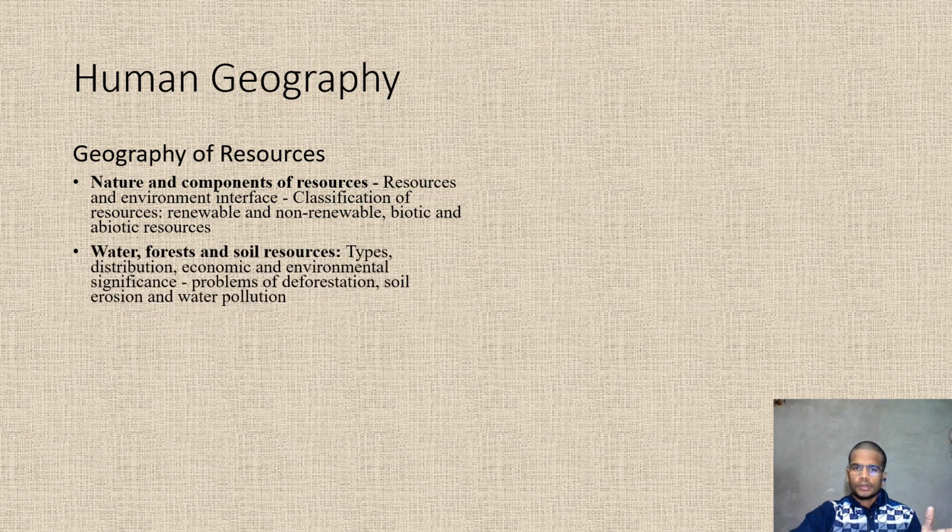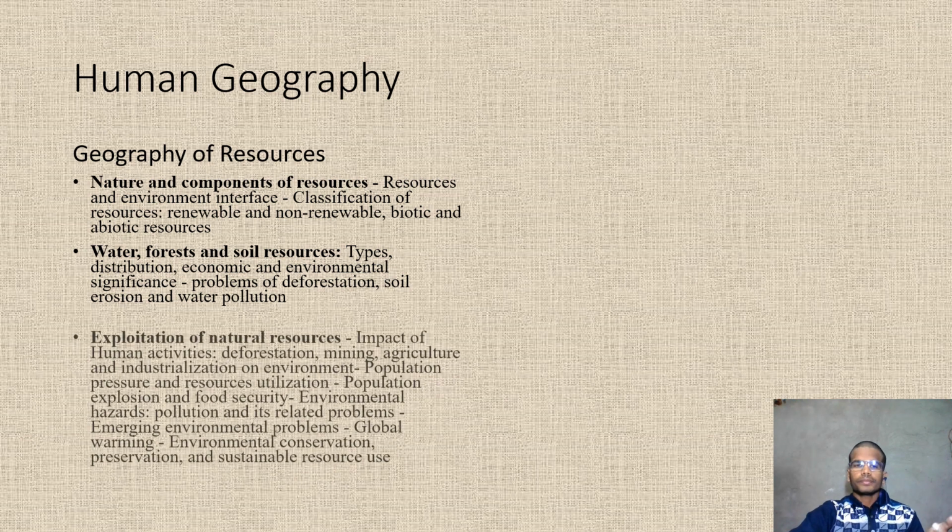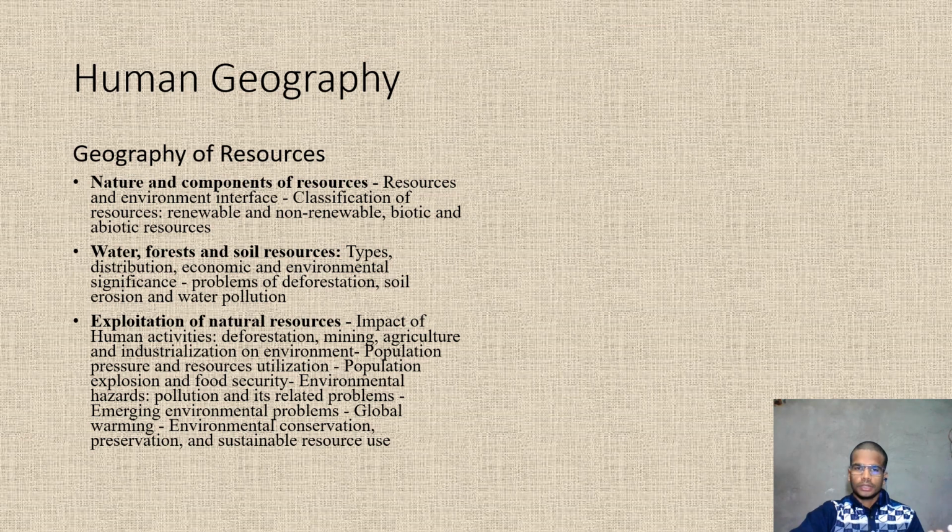What are forest and soil resources? Problem of deforestation, soil erosion, water pollution, exploitation of natural resources. So human activities: mining, agriculture and industrialization, population explosion and food security, environmental hazards. These are all very journal topics, and you can get enough information about them from your environment book of Arihant as well as from NCERTs. So that is all you need to know about these topics.